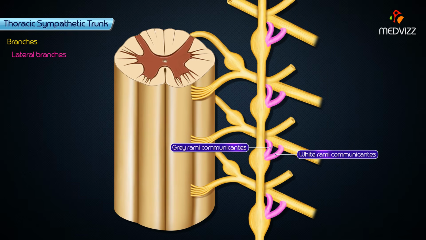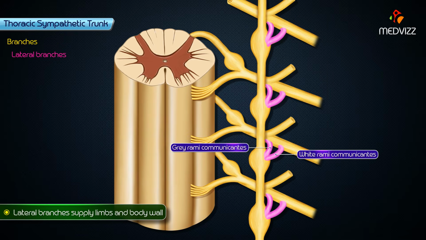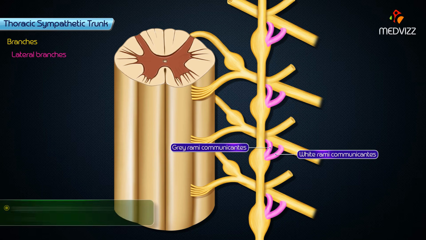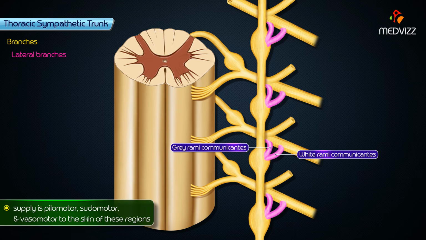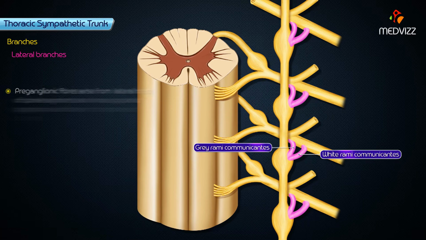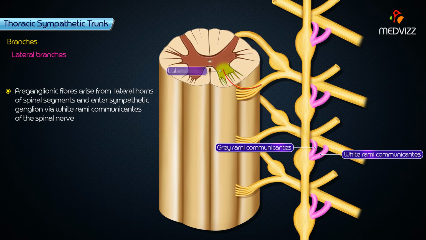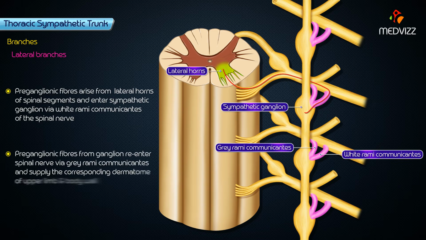Lateral branches. The lateral branches supply the limbs and body wall. Their supply is pilomotor, pseudomotor, and vasomotor to the skin of these regions. The preganglionic fibers arise from the lateral horns of the spinal segments and enter the sympathetic ganglion via white rami communicantes of the spinal nerve. The postganglionic fibers from the ganglion re-enter the spinal nerve via gray rami communicantes and supply the corresponding dermatome of the upper limb and body wall.